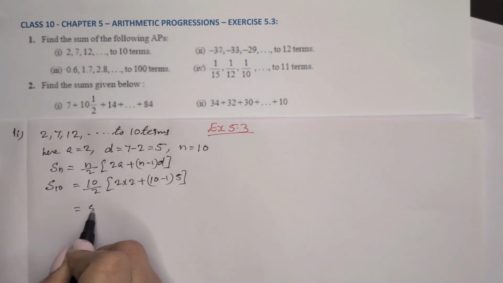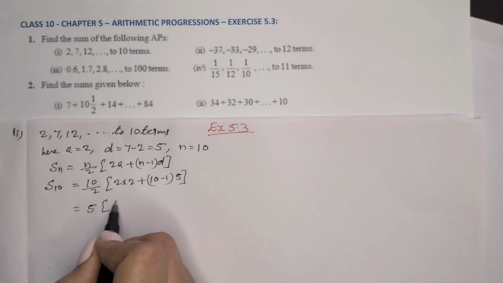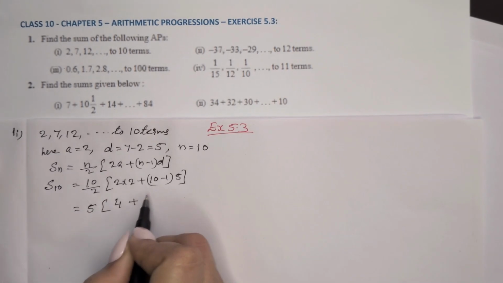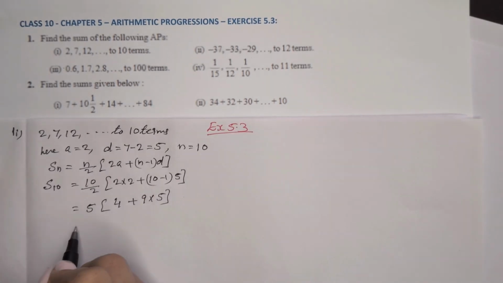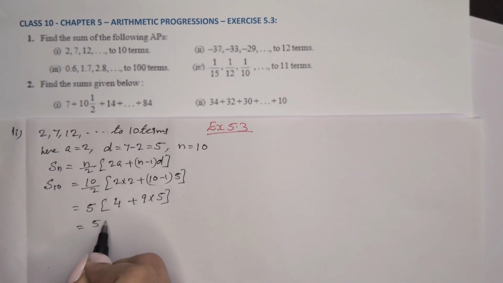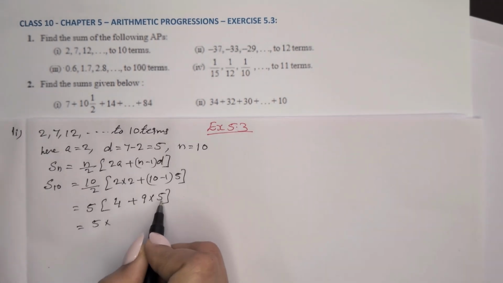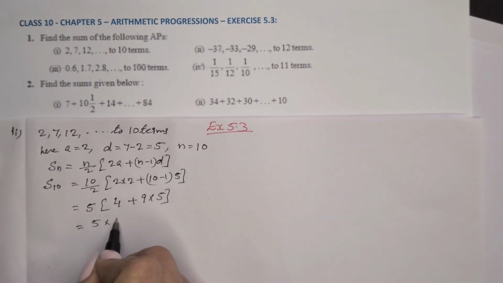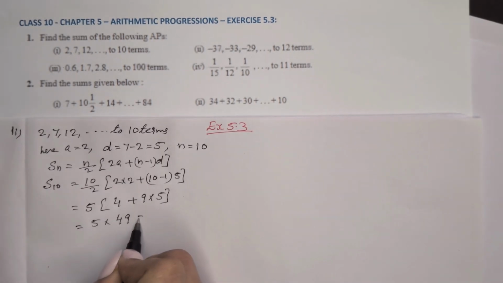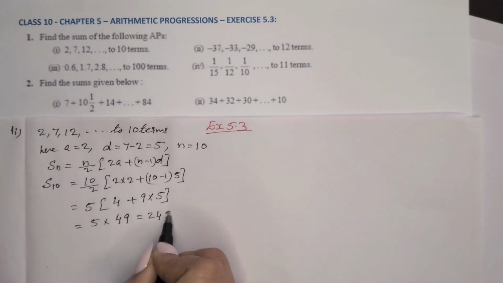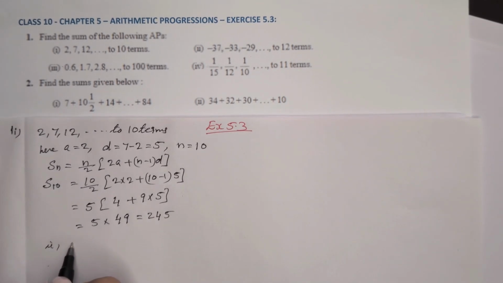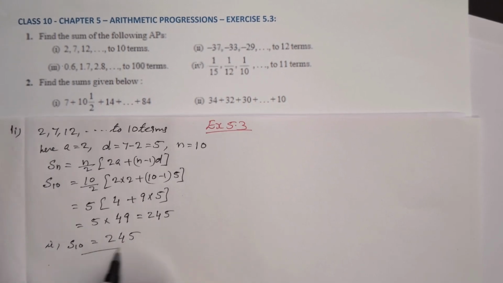which is equal to 10 by 2 is 5, 2 into 2 is 4, plus 10 minus 1 is 9, 9 into 5. Again that is equal to 5 into 9 plus 5, 45 plus 4, 49, which is equal to 245. So we can write S10 is equal to 245.